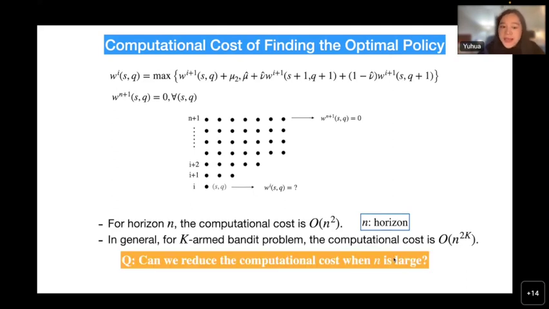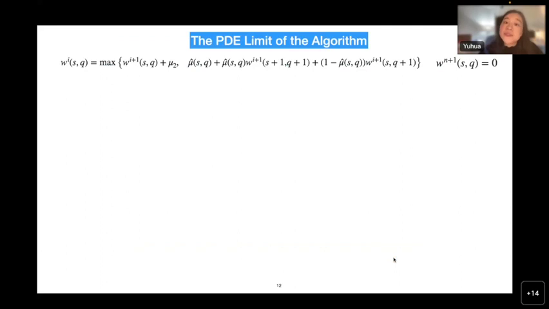Okay, so can we reduce the computation cost when n is large? The answer is yes, and the solution is through PDE limit. So let's first see why we can derive a PDE limit. At least for this illustrative example, we can explicitly write down how to calculate the optimal cumulative reward at round i based on the function's value at round i plus 1, following this formula.